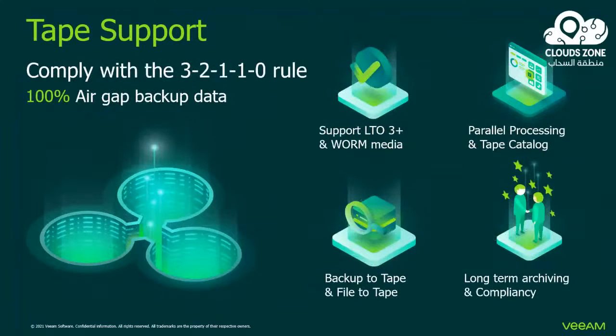Veeam supports tape libraries starting from LTO3. We do support parallel processing. We can store full and incremental backups on tapes, so we deal with it as we deal with normal disks. Usually tapes are used for long-term archiving, but we also always recommend that our customers keep those tapes ejected and offline, to make sure they're not connected to the network, and that's in order to achieve an air-gapped backup.